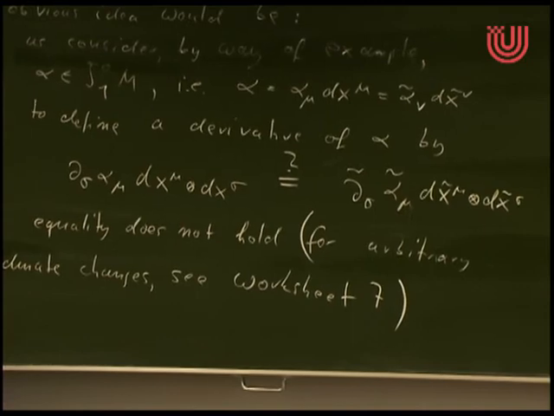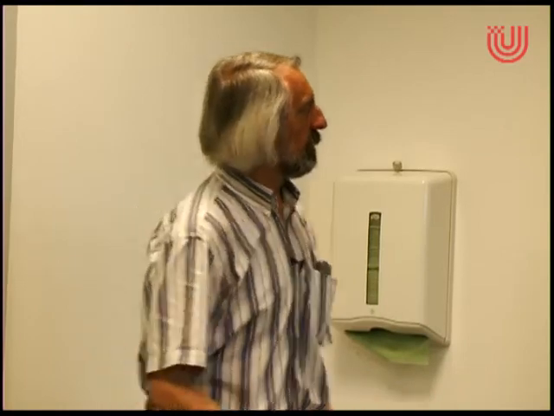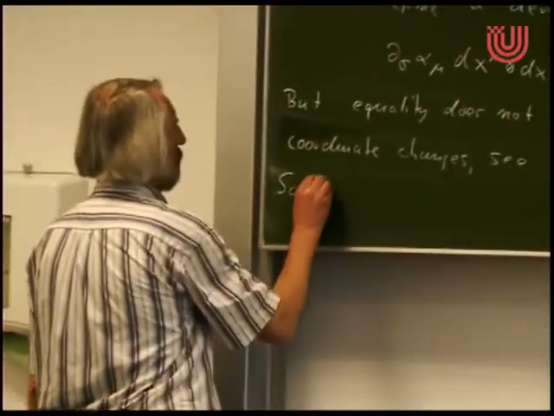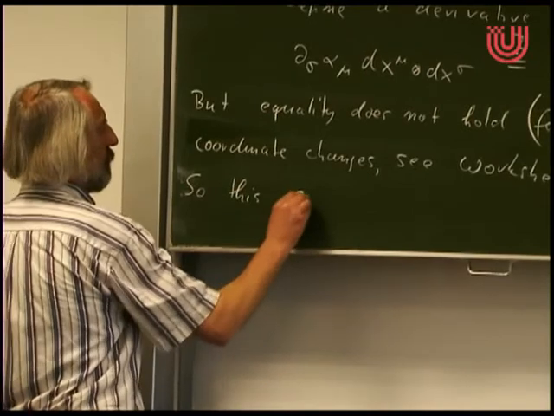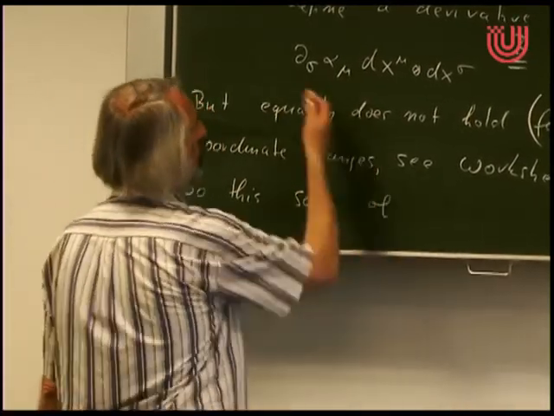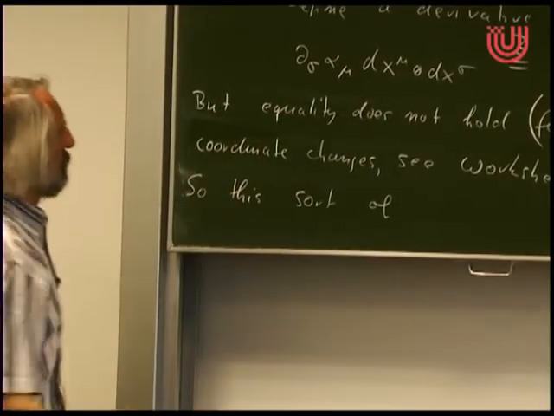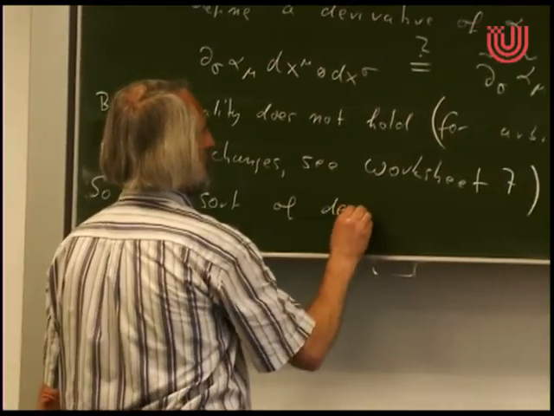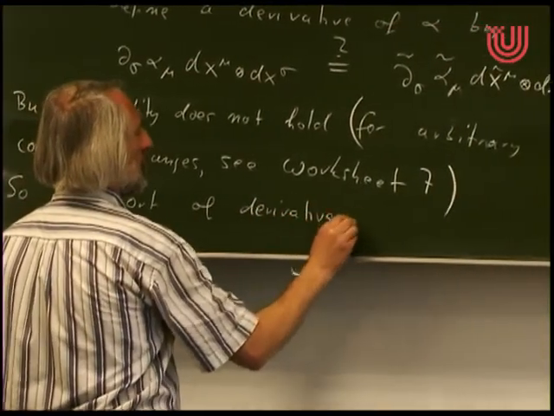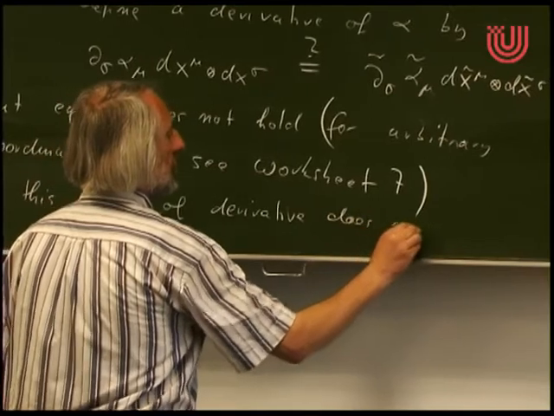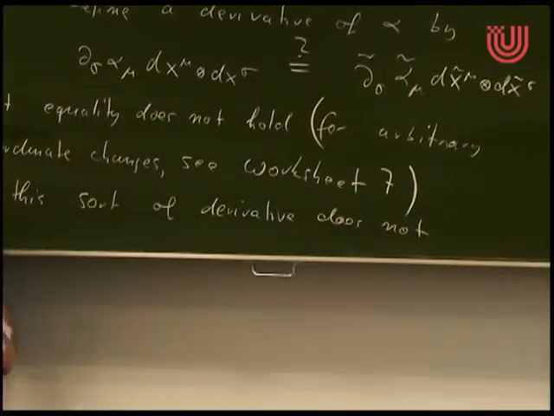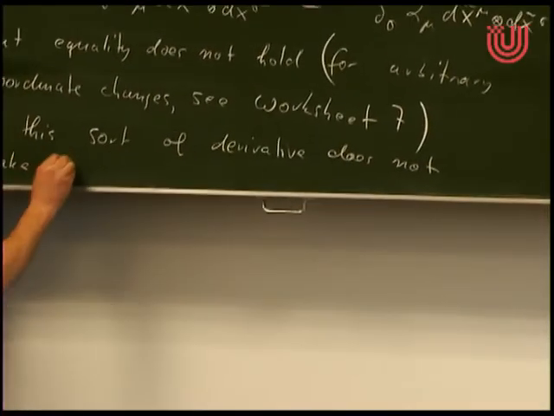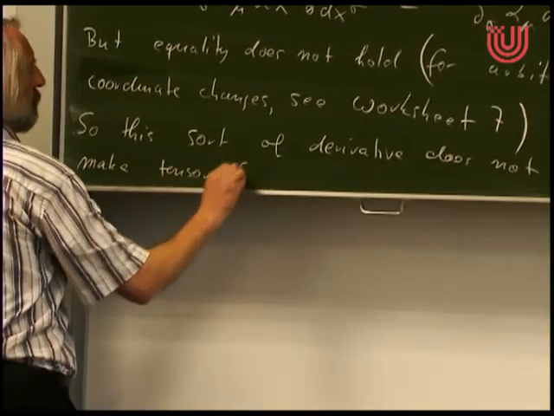And that's the reason why we abandon this notion of derivative. It doesn't make tensor fields into tensor fields. So this sort of derivative, just doing partial derivatives of the components, does not make tensor fields into tensor fields.